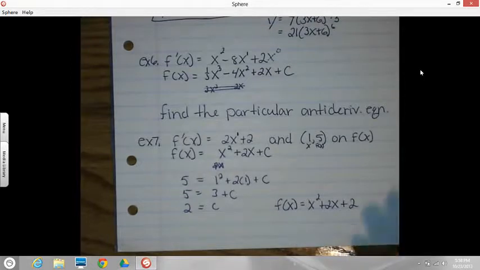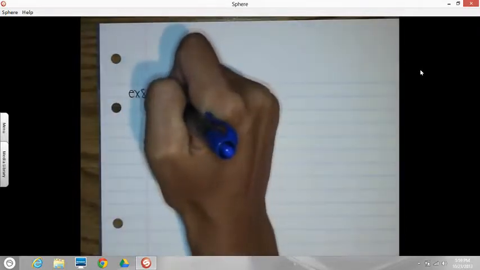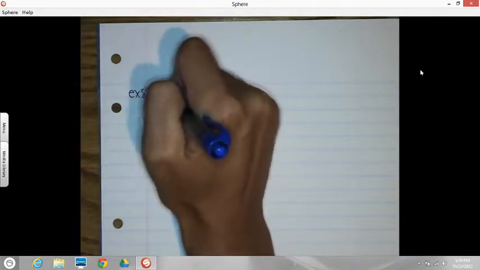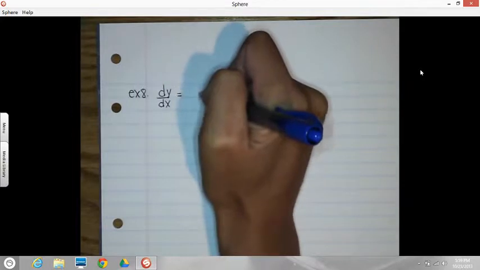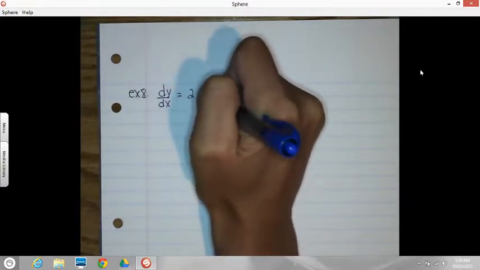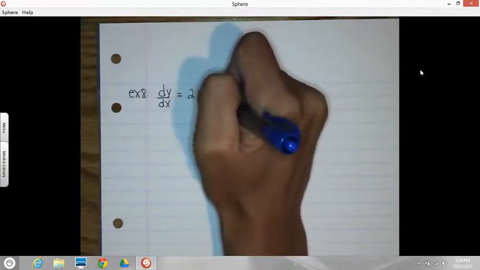Okay, try another. Let's see, where's the derivative at? I'll go with 2 more. dy dx equals 2 times the quantity x plus 3.